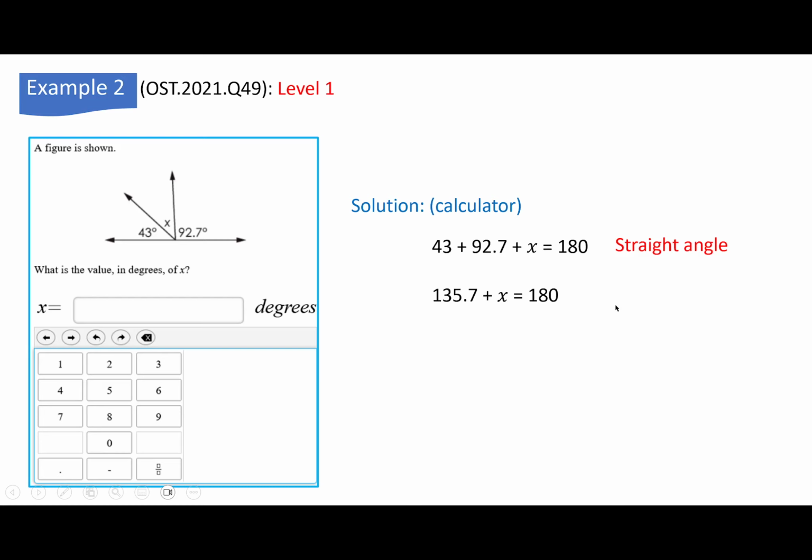Now subtract 135.7 from both sides. You get x is equal to 180 minus 135.7. You do the subtraction, you get 44.3 degrees. A question like that is really easy. Try to make sure not to miss a question like that.